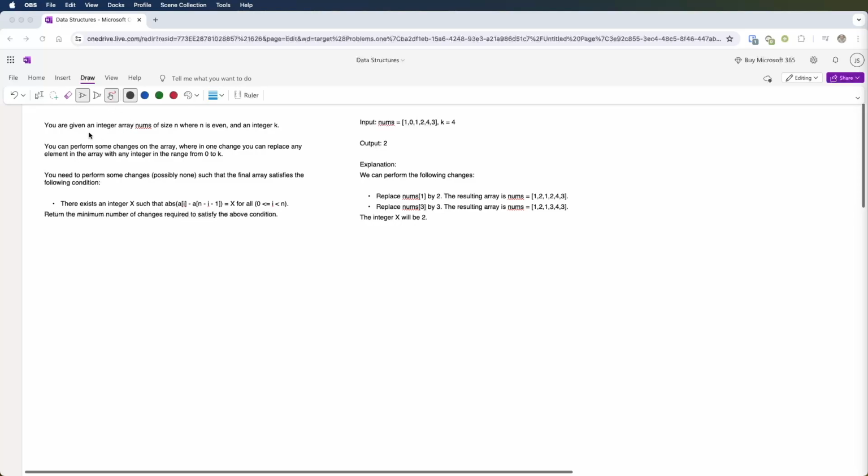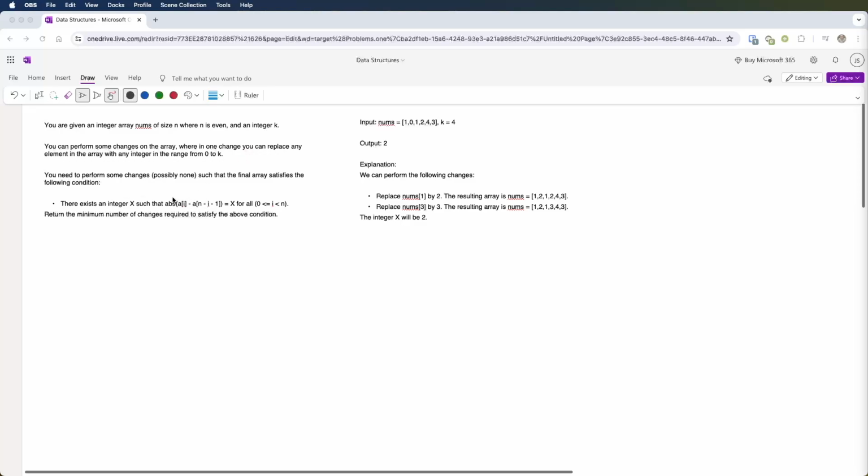So the question reads that we're given an integer array nums of size n, where n is even, and we're also given an integer k. We can perform some changes on this array, where in one change we can replace any element in the array with any integer in the range from 0 to k. We want to perform some changes such that the final array satisfies the following condition.